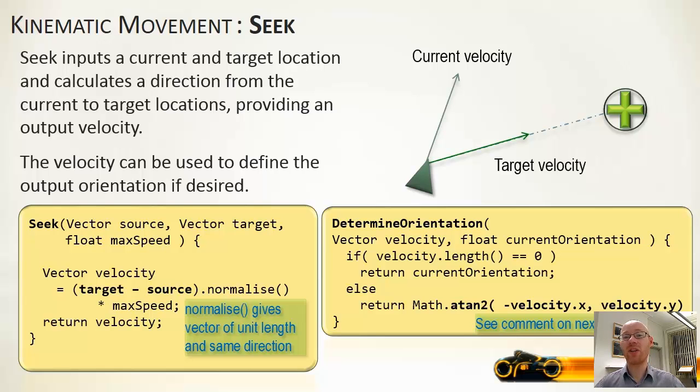So we're going to check here, firstly, within the if, we have zero velocity, in other words, we're not moving, then just return the current orientation. We shouldn't be moving, but we're not changing.